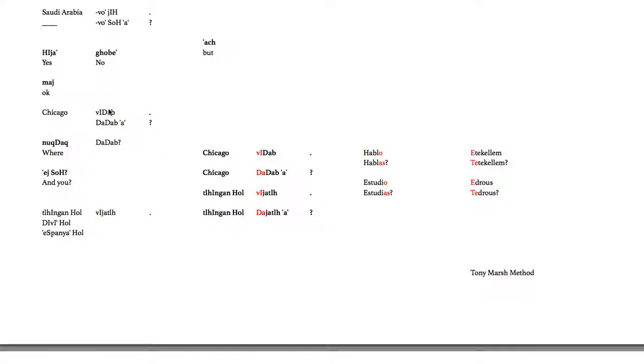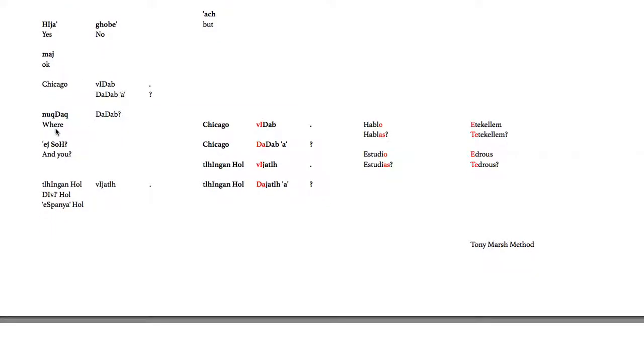Vidob, that D is a little heavier, that's why it's capitalized. Vidob means I live. So Chicago, I live, is the way to say it. You say Chicago Vidob. To say "do you live," the second person verb, instead of Vidob, you say Dadab a, and the a is because it's a question again. So Chicago Dadab a, do you live in Chicago? And if yes, say Hijab, Chicago Vidab. Or no, Robé, maybe New York Vidab, or North Carolina Vidab.